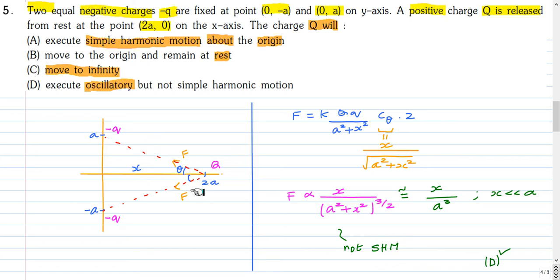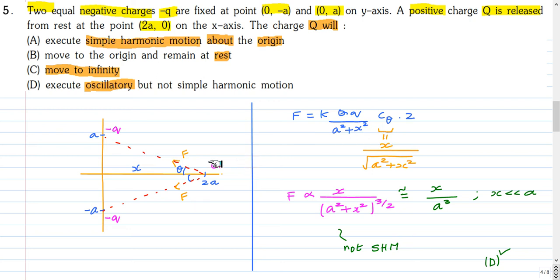So the net force acting on this charge Q will be K into product of charges Q and Q divided by the distance square. This distance is a and this distance is x. So this distance is square root of a square plus x square.